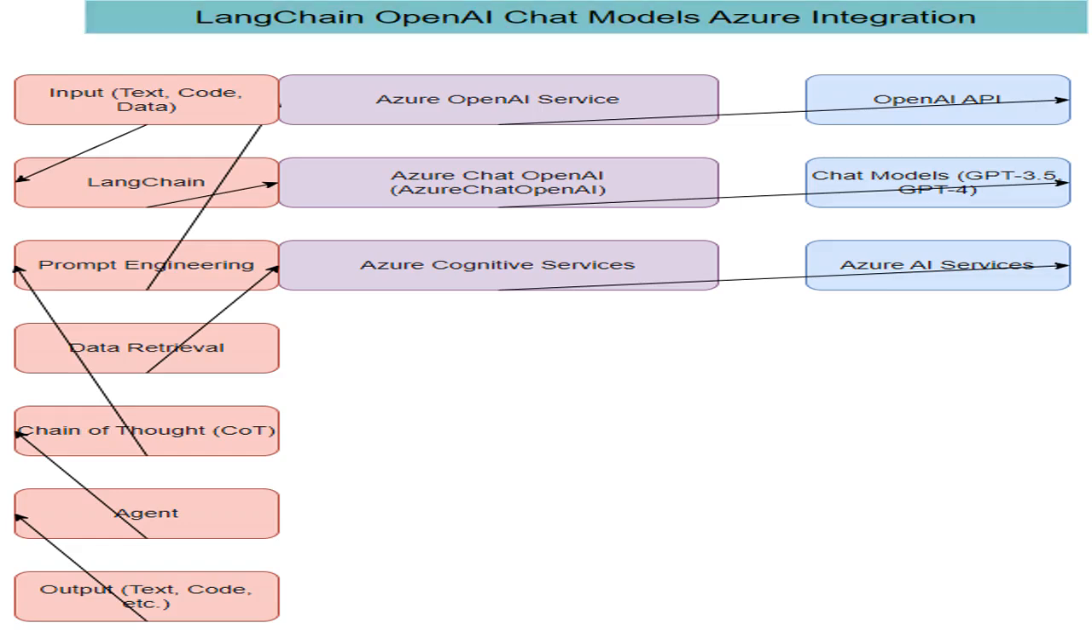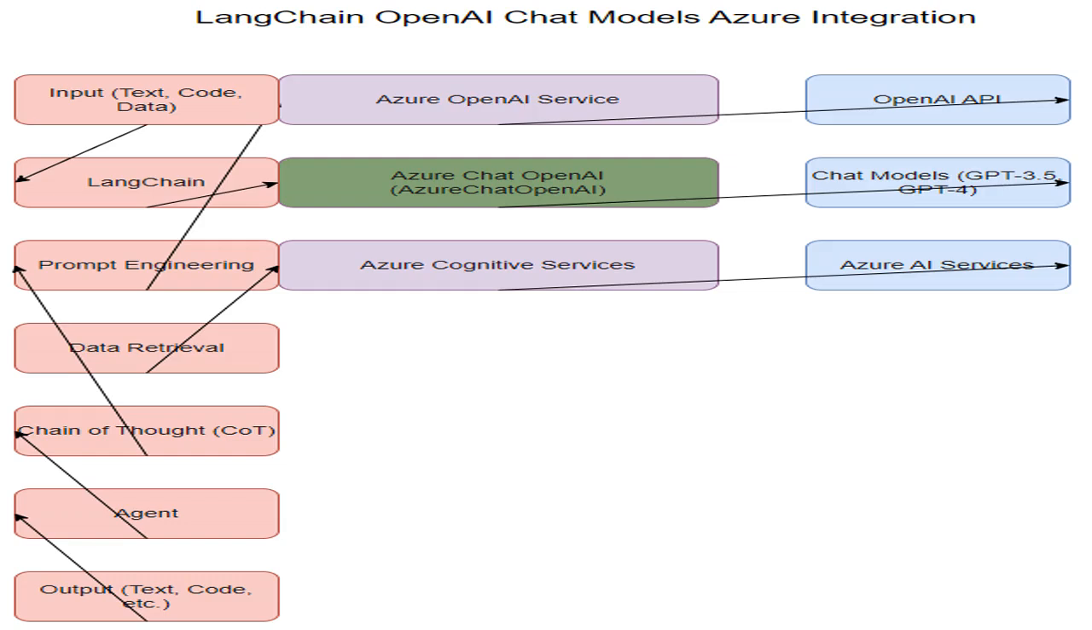LangChain, data flow. LangChain, a powerful framework for building and deploying language models, handles prompt engineering, data retrieval, chain of thought reasoning, and agent-based interactions, orchestrates the flow of data and logic within the system. Azure Chat OpenAI, data flow, prompt engineering, control flow, data retrieval, control flow, chain of thought, control flow, agent, control flow. Azure Chat OpenAI, Azure's managed service for accessing OpenAI's powerful chat models, provides access to various chat models like GPT 3.5 and GPT 4.